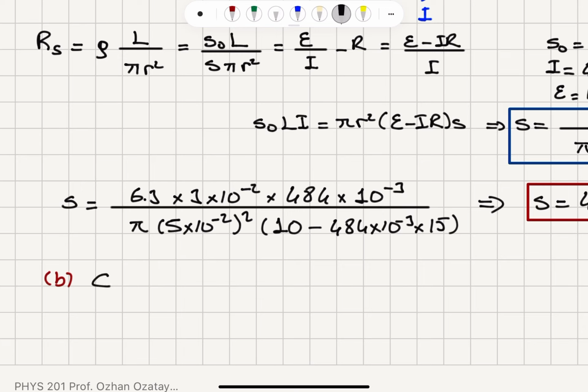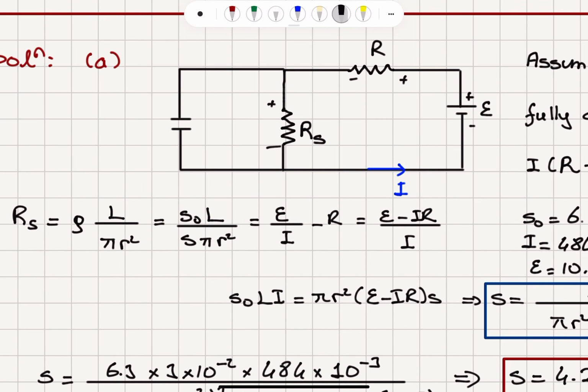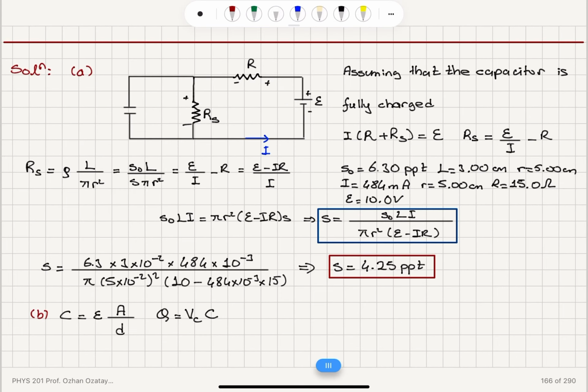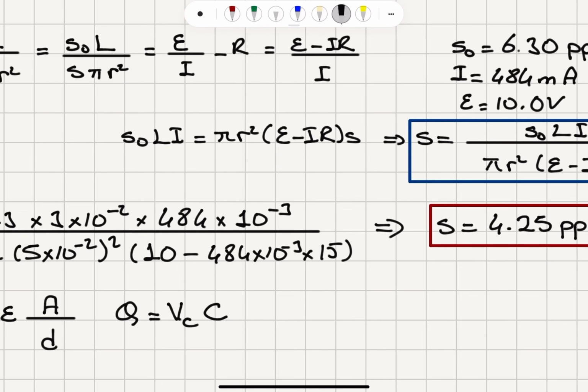Capacitance is the dielectric constant, permittivity, epsilon, A area divided by the distance between the plates. The charge stored on it is the voltage appearing on the capacitor multiplied by the capacitance. And how much is the voltage that appears on this capacitor? It is I times Rs. So this is going to be I Rs times the capacitance C.